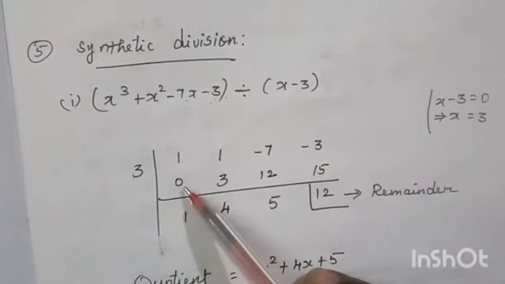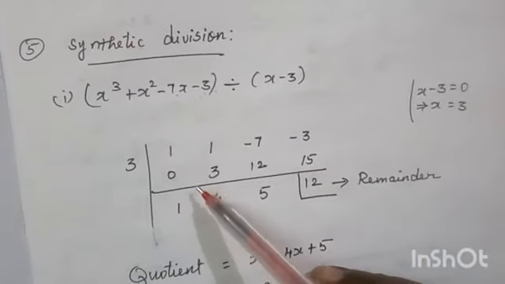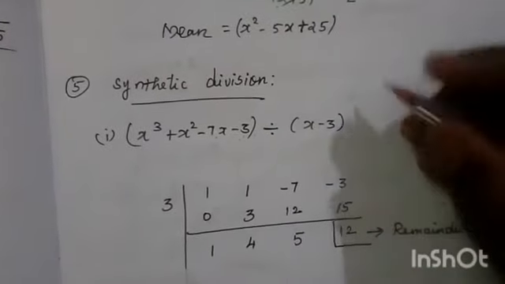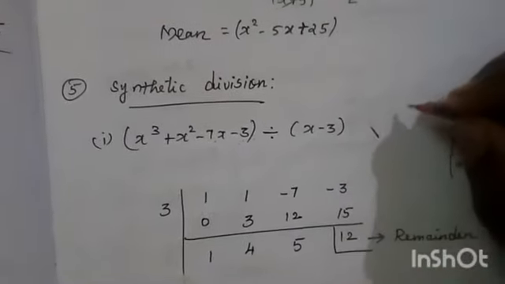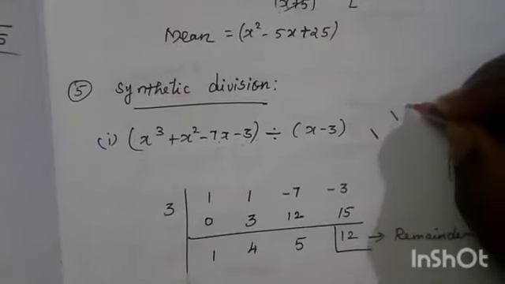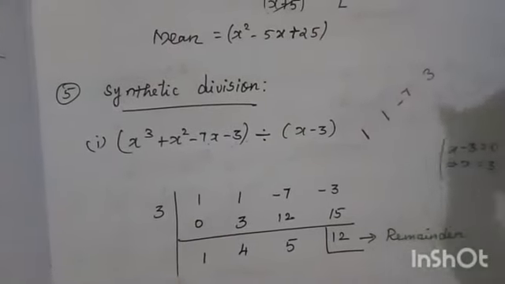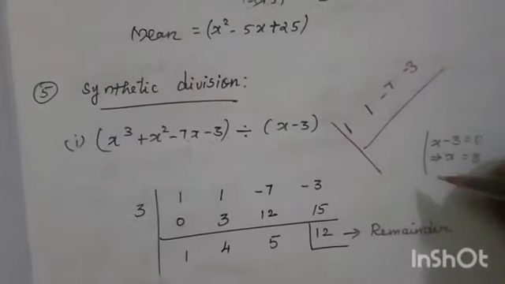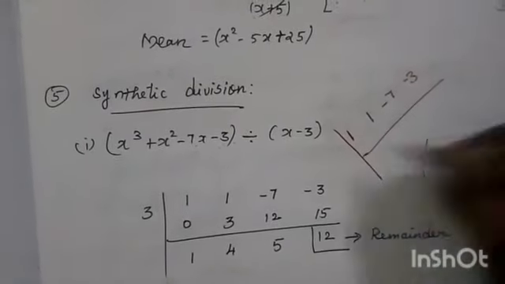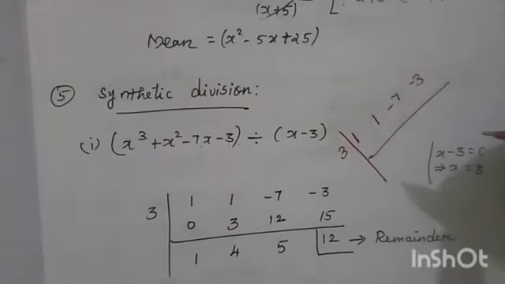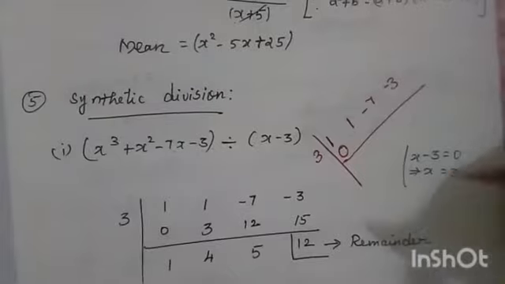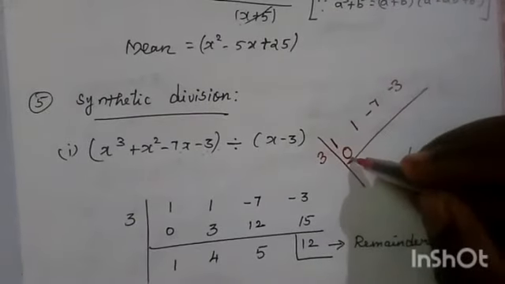The first procedure: listen, first you write the coefficients, that is 1, 1, minus 7, minus 3. Then draw the division line. Then the divisor we already found, you write here. Then you write 0 in the first place. Below that, the quotient row starts with 0.